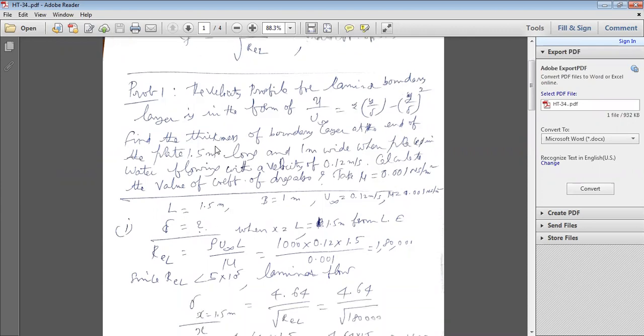Now, we'll solve one or two problems. Then we go for the thermal boundary layer.